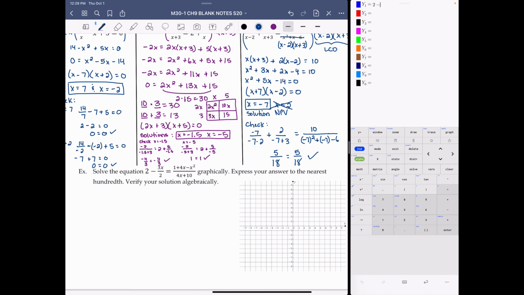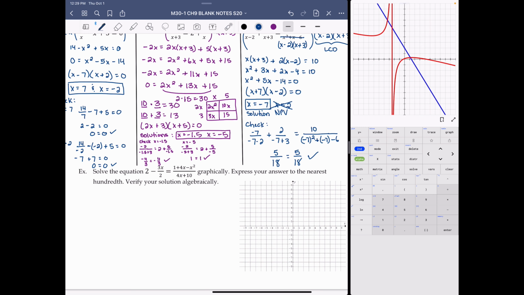2 minus 3x divided by 2 is my y1. My y2 is bracket for the numerator, 1 plus 4x minus x squared, close bracket for the numerator, divide bracket 4x plus 10, close the bracket for the denominator, enter, and then graph. So my window is set to standard, plus 10, minus 10 in both directions. So here's what I see.